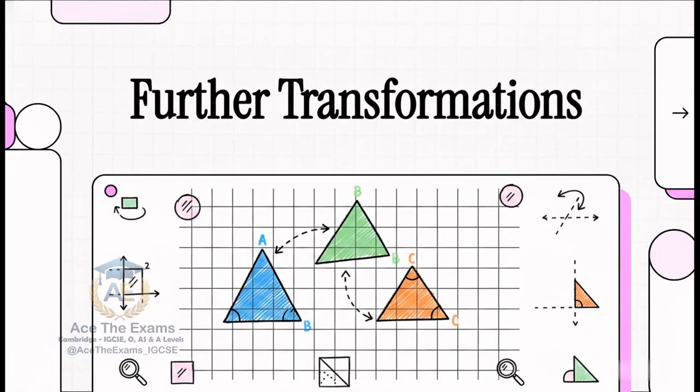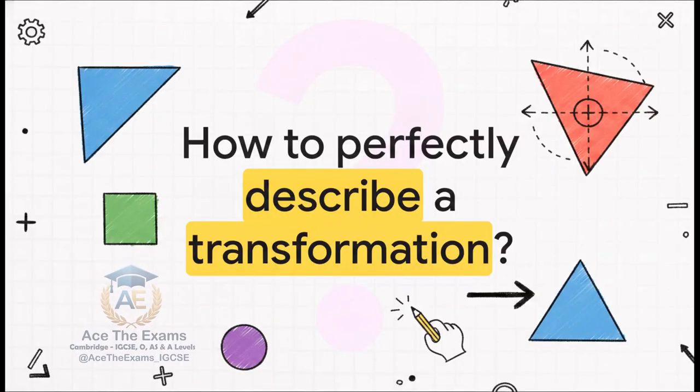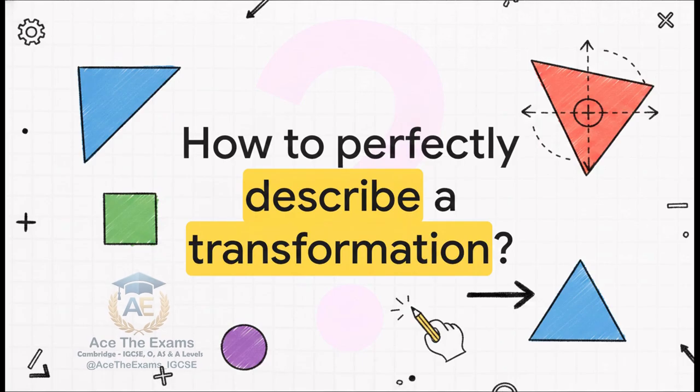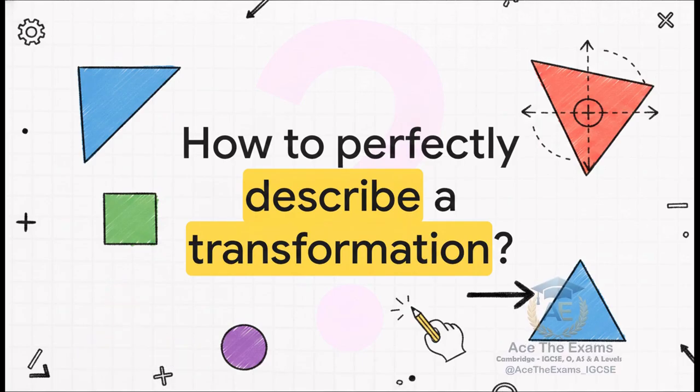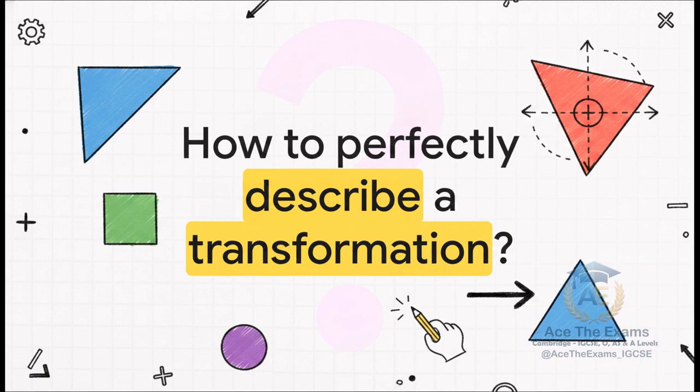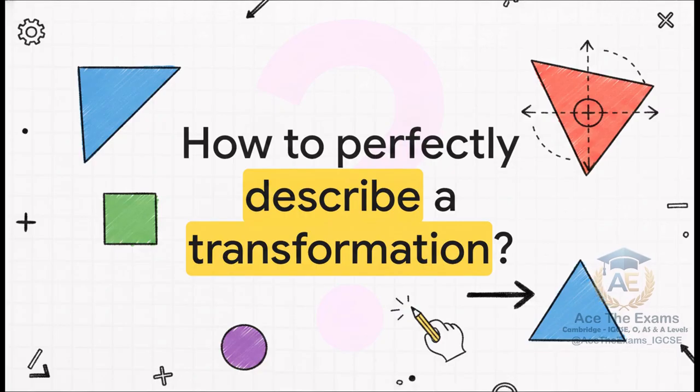Let's jump right in. Okay, so be honest. Have you ever looked at a transformation question, stared at that coordinate grid, and felt like you were just kind of guessing where a shape should go? Don't worry, you absolutely aren't alone. Most students think that simply drawing the new shape is the whole battle, but actually, it's often only half the points. So how do you perfectly describe a transformation to secure full marks?